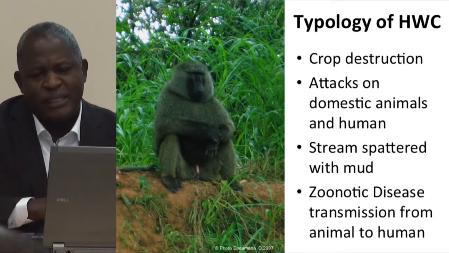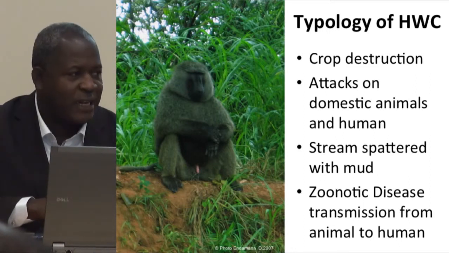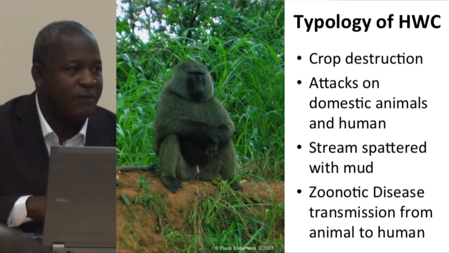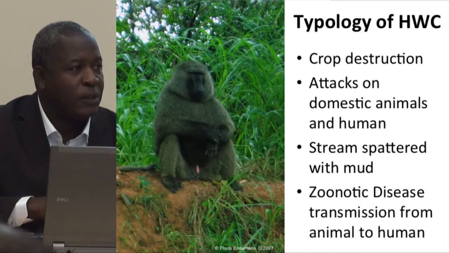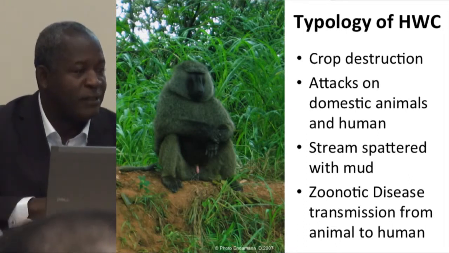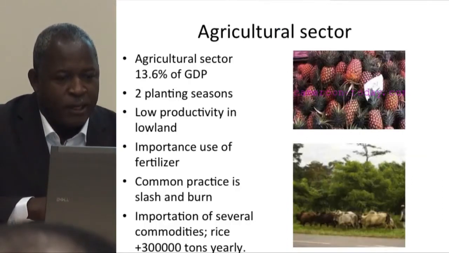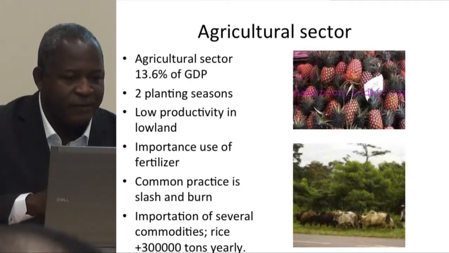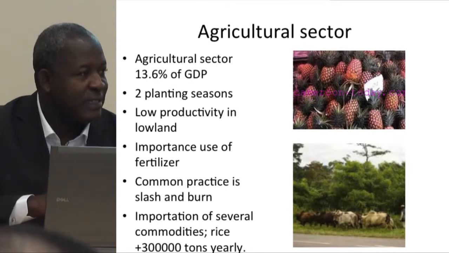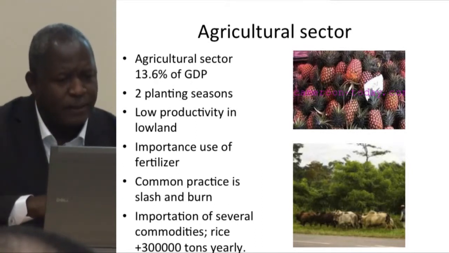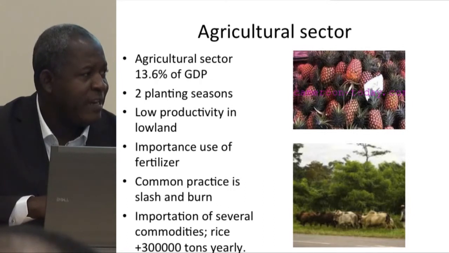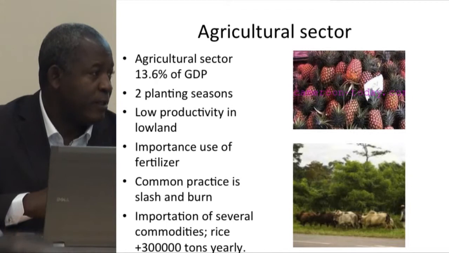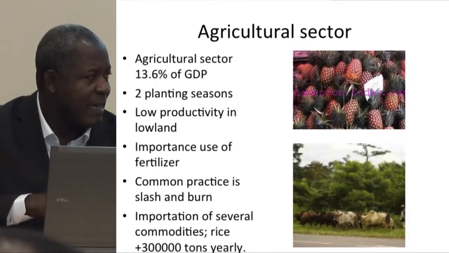I wanted to say something about the agricultural sector, because it is clear that the conflict affects mostly farmers in the rural area. The agricultural sector in Cameroon represents almost 40% of the GDP. We have two planting seasons, and low productivity in lowland areas. We are already using fertilizer, but the agricultural sector is not subsidized.